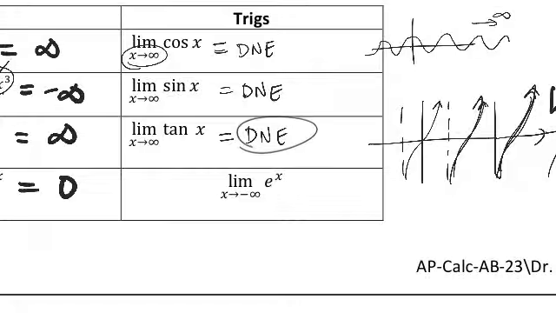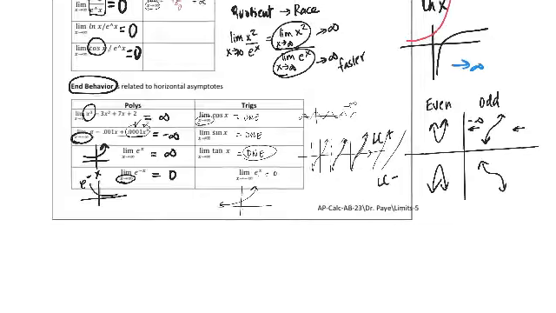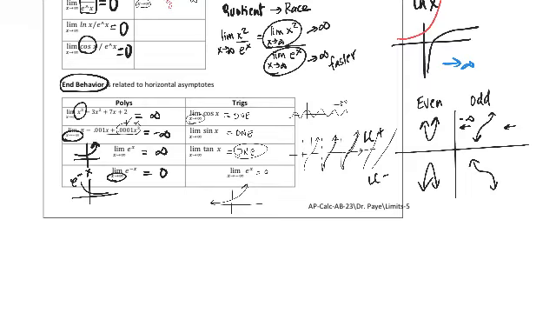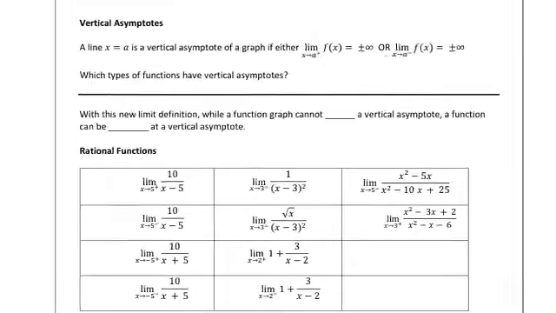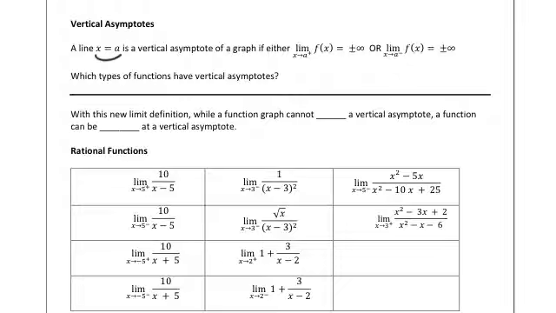Let's see, this one's an exponential. E to the x as x goes to negative infinity. This one would be 0, right? So that's horizontal asymptotes. Let's move on to vertical asymptotes. Vertical asymptote is a vertical line. So it's going to be like x is equal to some number. X is equal to 5. That's a vertical asymptote, right?